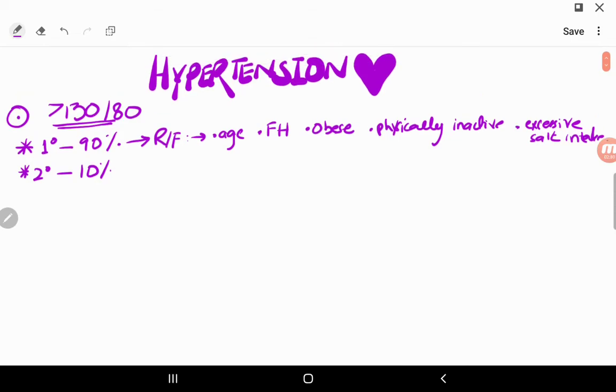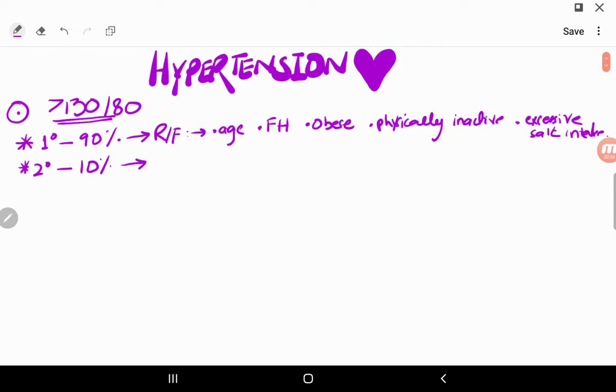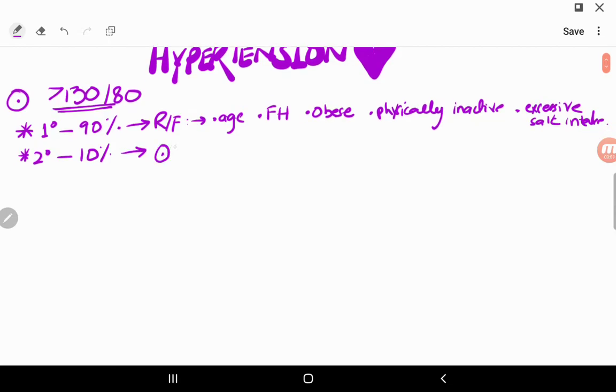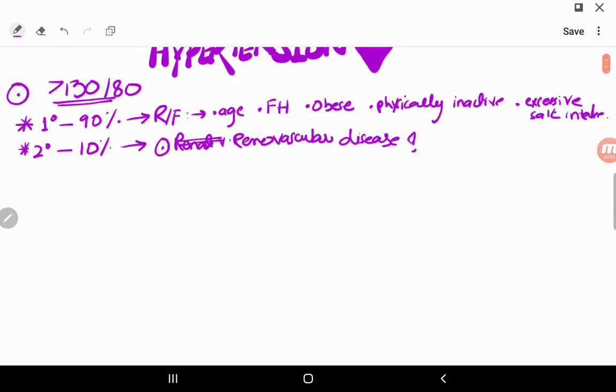Secondary hypertension is when you develop hypertension secondary to another medical condition. And the ones that are most commonly associated with secondary hypertension are conditions associated with your renal vascular system. So, if you have a renal vascular disease, you're more prone to developing secondary hypertension. And the one that you're most commonly tested on is fibromuscular dysplasia.